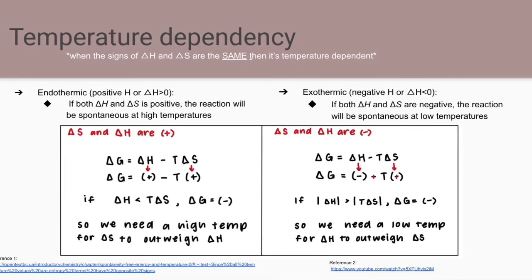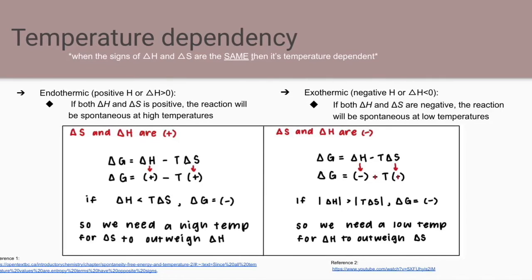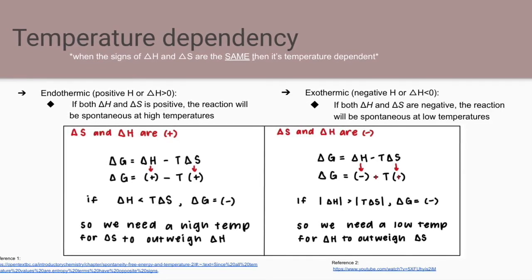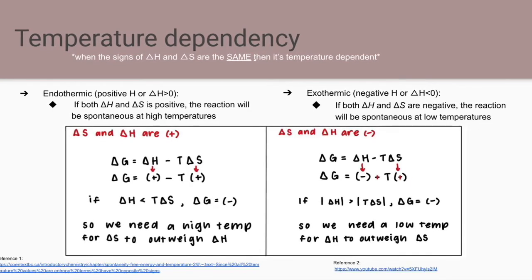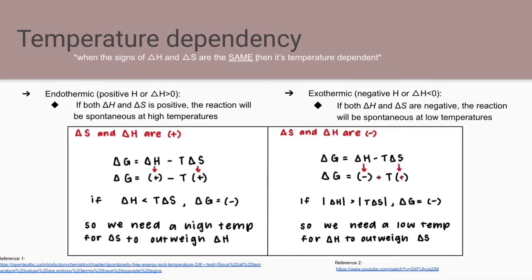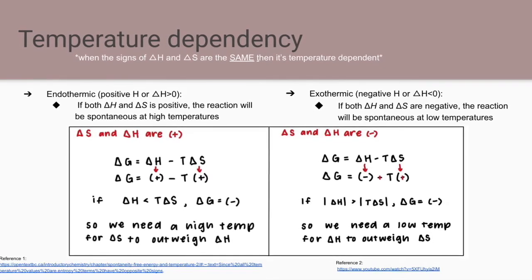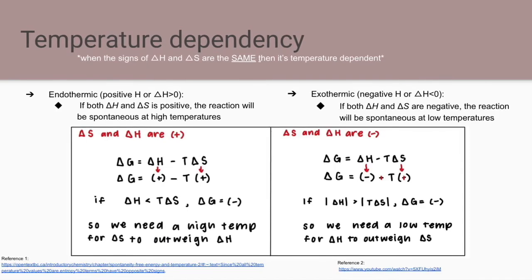Now if a reaction is exothermic, where delta H is less than 0, and it is accompanied by a decrease in entropy, a negative delta S, the reaction will only be spontaneous at low temperatures. Looking at the equation, we could see this would give us a negative number minus another negative number. However, we know that if we subtract a negative from a negative, it becomes a positive.